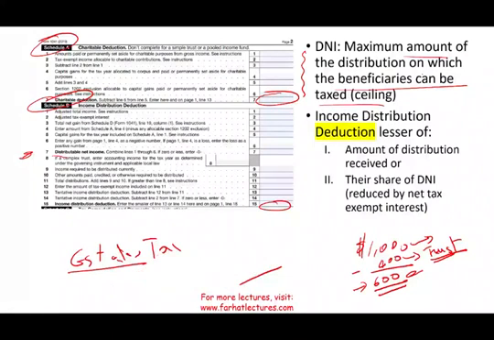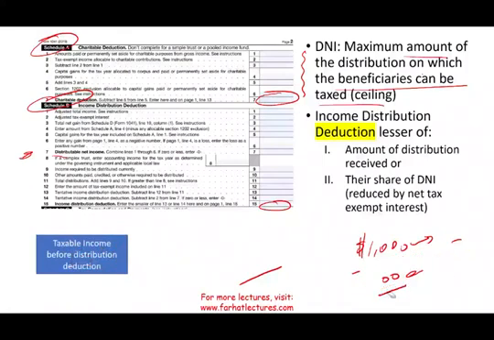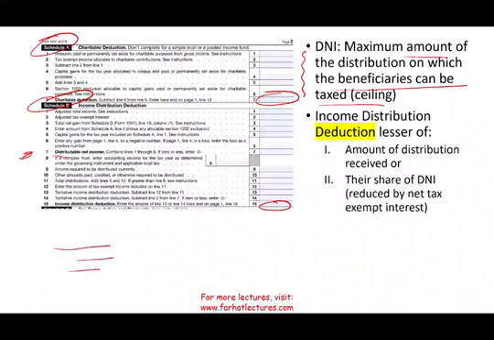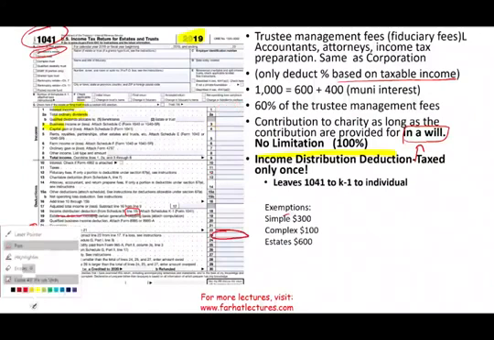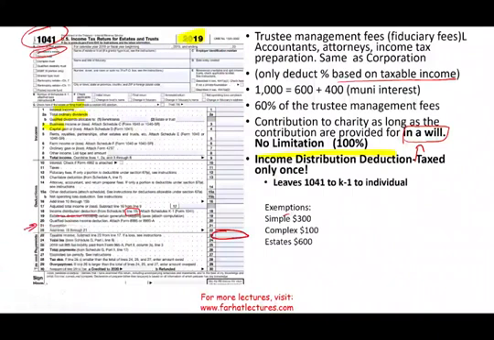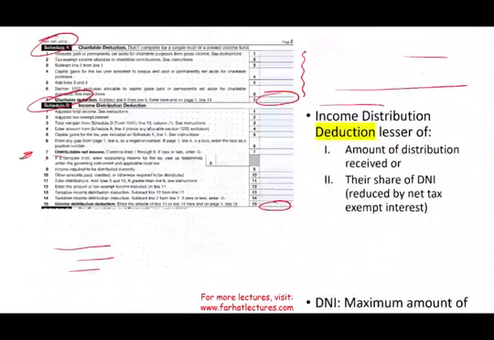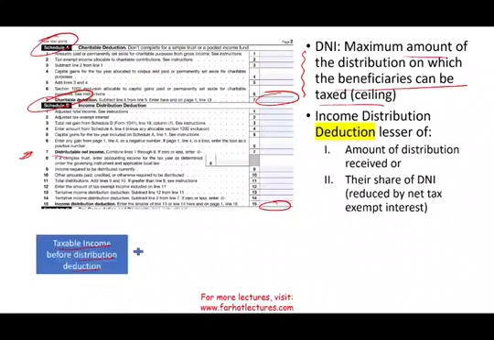So the maximum amount that the individual can be taxed on, and we're going to see how it works later on. Okay, so how to compute DNI. Here's how we compute DNI. We would first compute taxable income before the distribution deduction. So basically, what does that mean? It means we're going to go to this page and compute this taxable income, but we're going to skip this number because we don't know this number yet. We're going to compute everything except this deduction, line 18, because we don't have anything here yet. That's what we're trying to compute. So we're going to first find out taxable income before the distribution deduction.